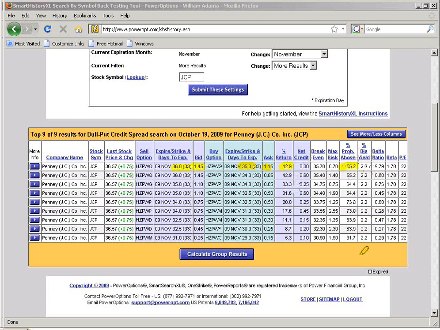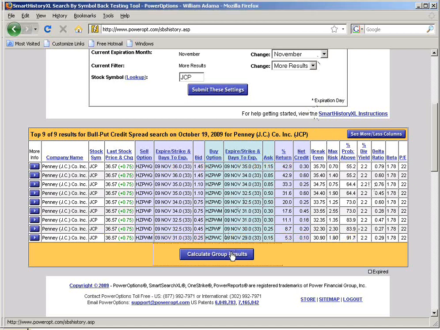If I wanted to have the higher probability, let's say I went with the 91.7% probability, well, that's great. With JCPenney at 36.57, I could have sold the November 31 put for a measly 25 cents, bought the November 25 put for 15 cents, very basic net credit of 10 cents, but since this is a $2 spread, that would have offered a 5.3% return, and we had a 91.7% probability of staying out of the money. Well, we know what happened, don't we?